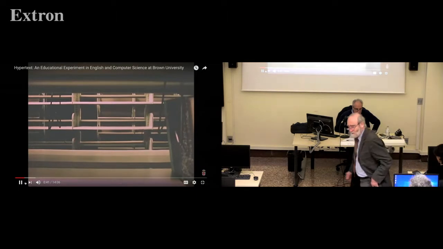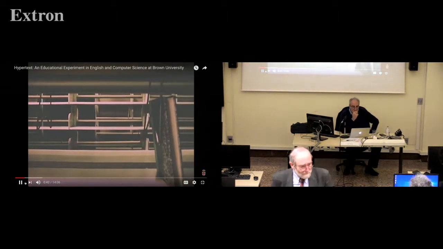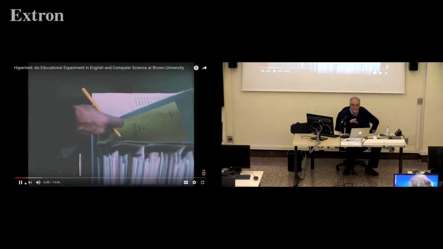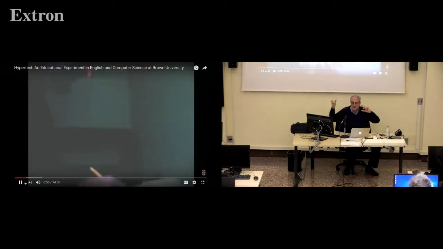Of course, no storage mechanism is perfect. By the way, Brown Library still looks like this, and you can go and get the books out yourself.